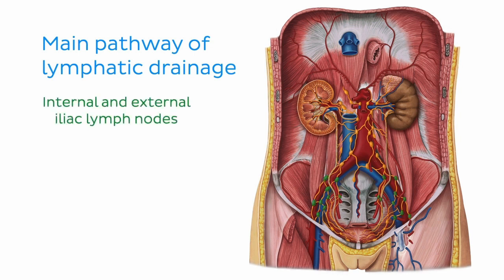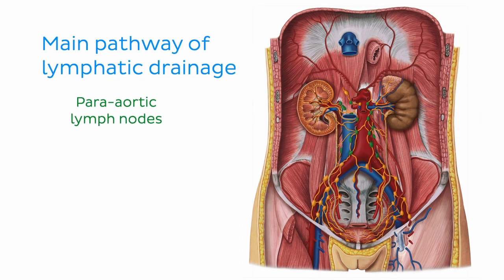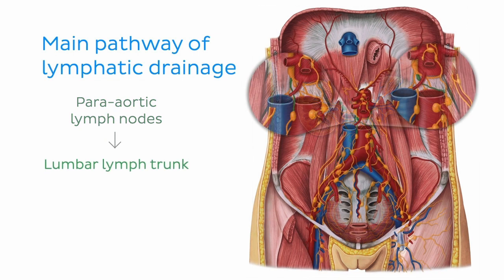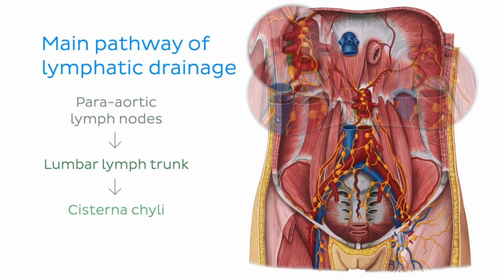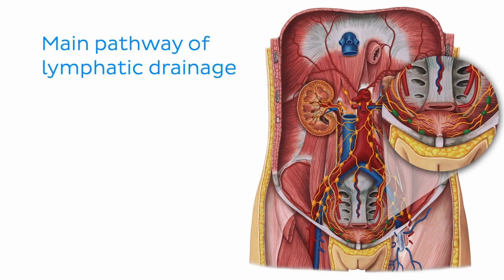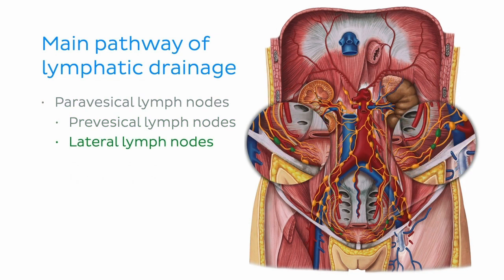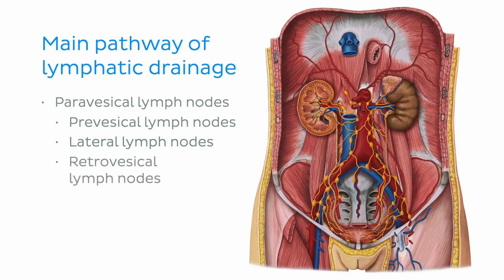Internal and external iliac lymph nodes, which drain to the common iliac lymph nodes, then to the para-aortic lymph nodes, which are drained into the lumbar lymph trunk, emptying to the cisterna chyli, which is a confluence of lymph around the lower part of the body. We also had a look at smaller lymph nodes, which are more directly related to the urinary organs, such as the paravesical lymph nodes, which are divided into the prevesical, lateral, and retrovesical lymph nodes draining the urinary bladder.